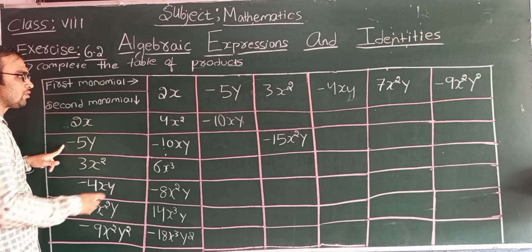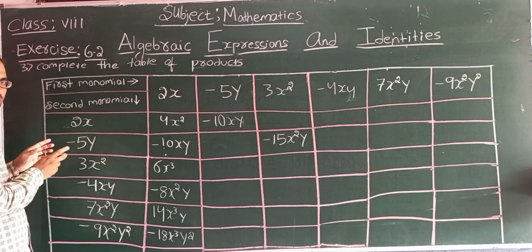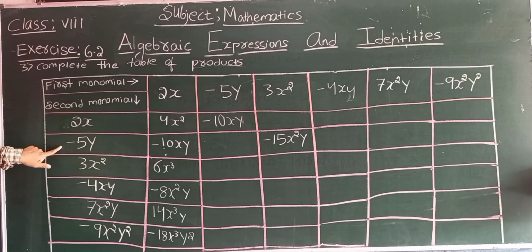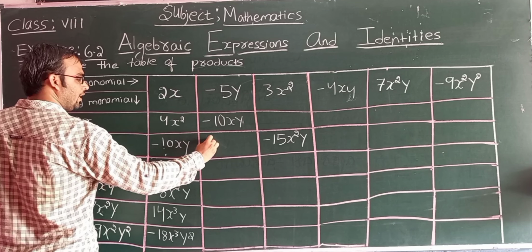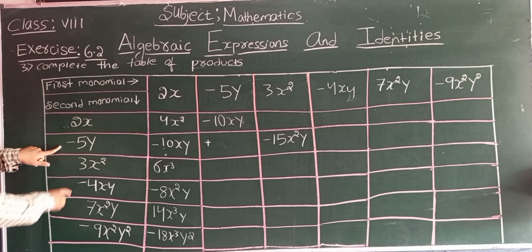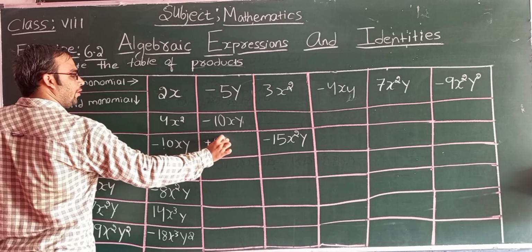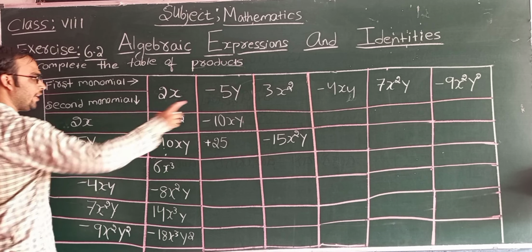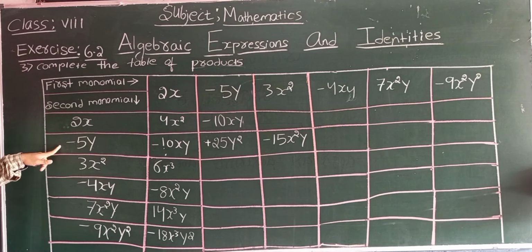Now come to this, students. Look at here, minus 5y and minus 5y. Now we need to multiply minus 5y with minus 5y. Both sides minus is there, so minus into minus will be plus. Now multiply numbers. 5 5s are 25. Now multiply variable. y into y will be y square.